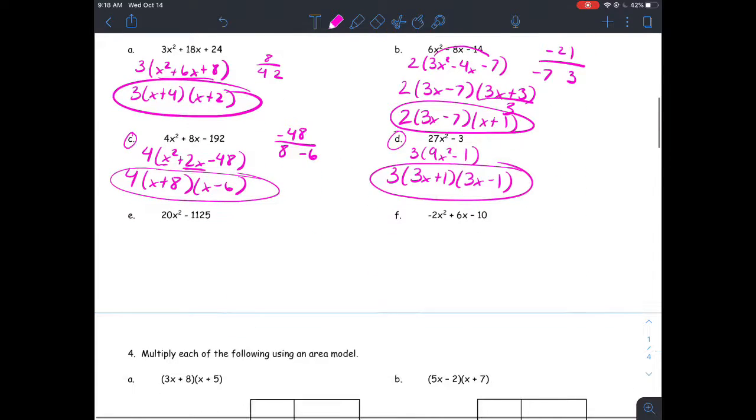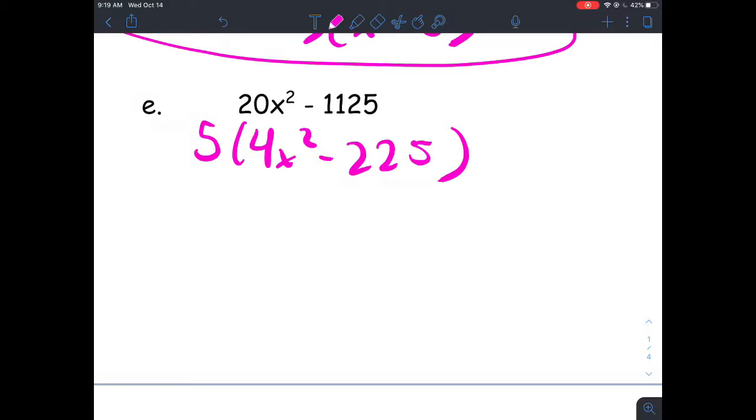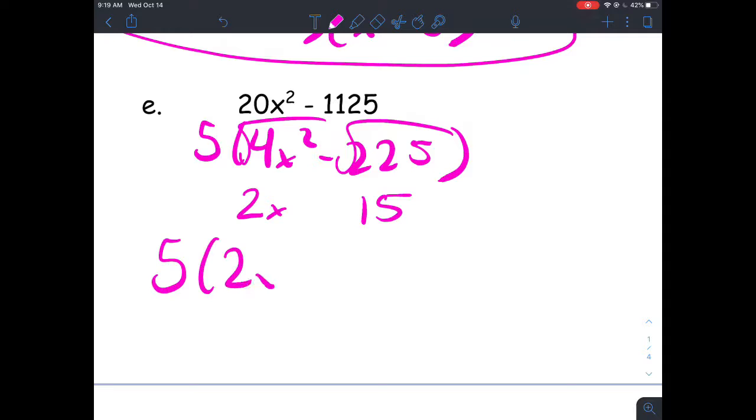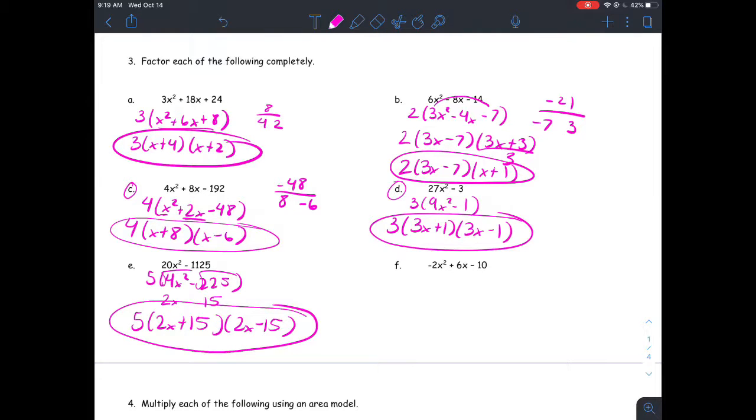All right. Next one. We have to see if we can factor this. So first, let's look for a greatest common factor. Looking here, I would take out a 5. So I get 4x squared minus 225. This looks like a difference of two squares. So I can take the square root of both of these, right? I get 2x and I get 15. So I'm going to do 5 times 2x plus 15, 2x minus 15. All right, and that would be our answer there.